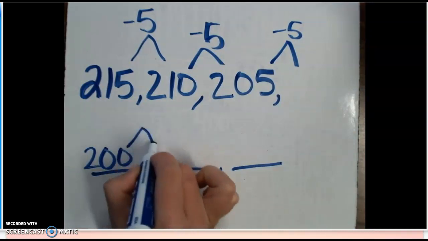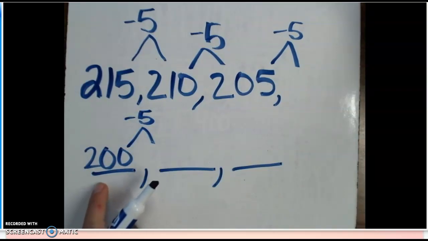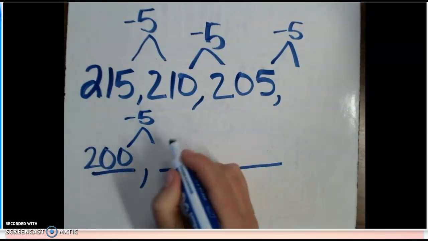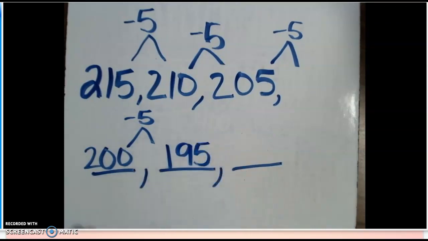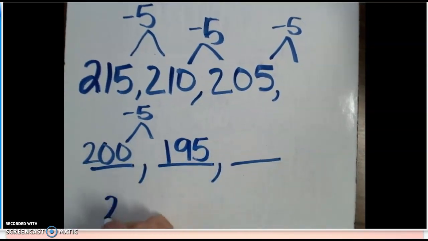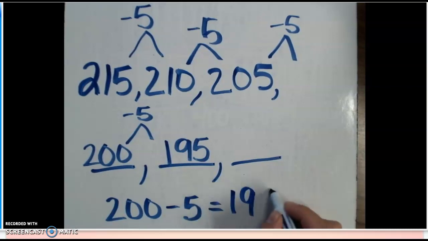Oh, if I take 5 away, I am no longer going to be in the 200s, but I'm going to be at 195. Because if I have 200 and I count down 5, 200, 199, 198, 197, 196, 195.